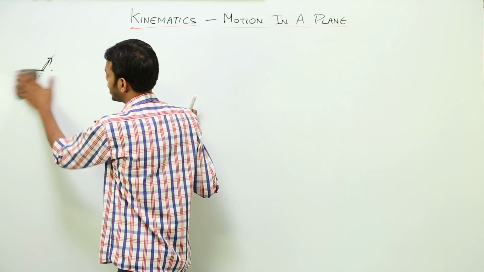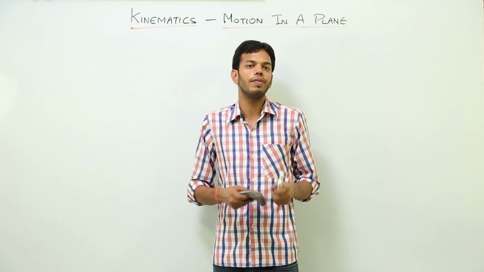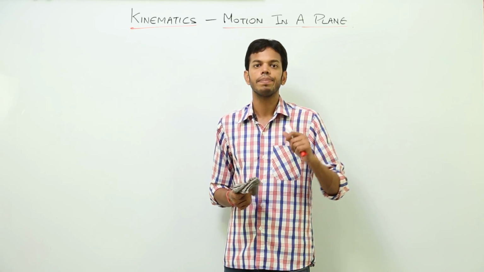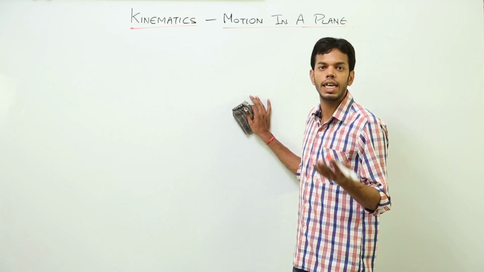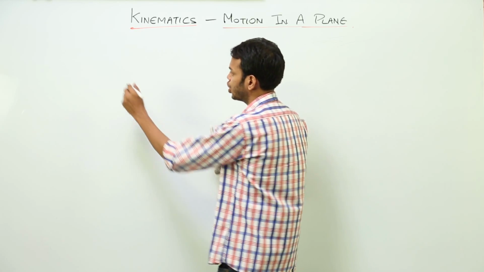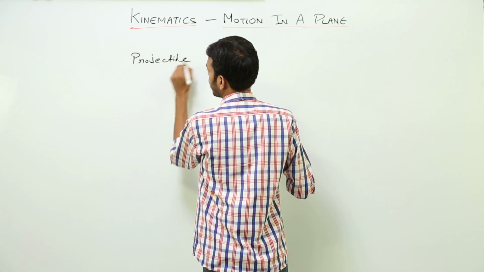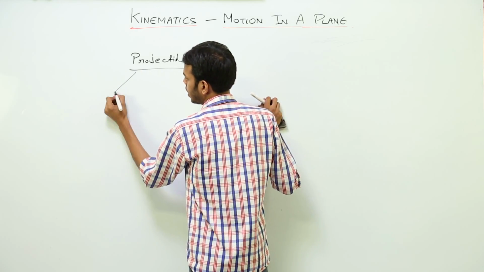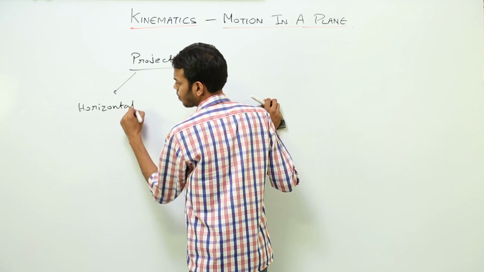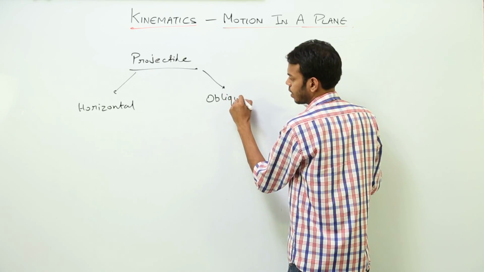Projectile is usually a term given to a body which is projected horizontally, or in a direction at some angle with the horizontal, or along the horizontal from some height, and it is then allowed to fall freely under gravity without being propelled by some engine or fuel. So projectile motion is of two types. First of all, a horizontal projectile, and the other one is oblique projectile.